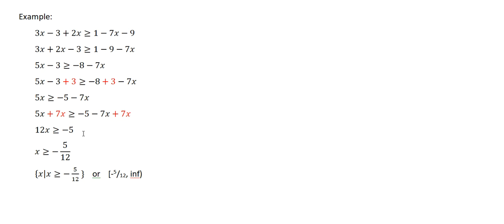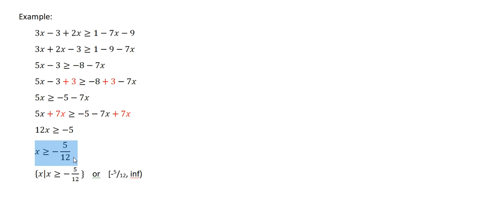Then we use the multiplication principle, which I didn't show explicitly. We're going to multiply through by the reciprocal of 12. So 12 times its reciprocal, 1/12, is going to be equal to 1. So the x will be left by itself with a coefficient of 1. It's going to be greater than or equal to minus 5, and in the end, we multiply that by 1/12. So we end up with x is greater than or equal to minus 5/12.